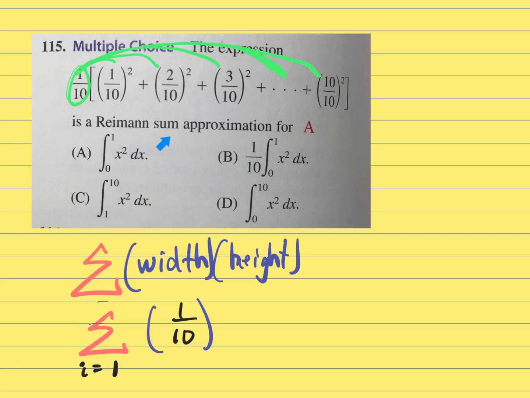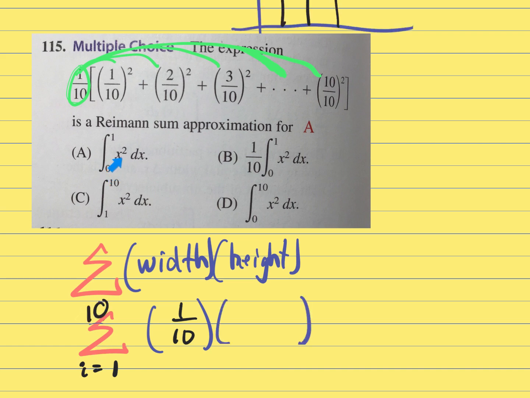So Riemann sums are really just the sums of area rectangles. And since every one of these terms is being multiplied by a tenth, we know that 1/10 is the uniform width of each rectangle. Now, how many rectangles are there? Well, you can see that we've got 1, 2, 3, we have 10 terms. So we know for a fact that there will be 10 rectangles.